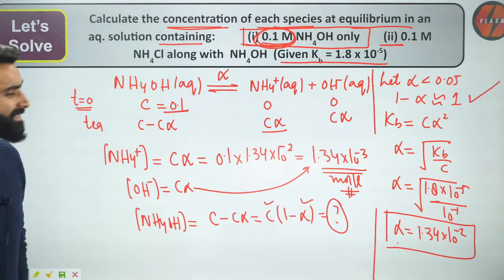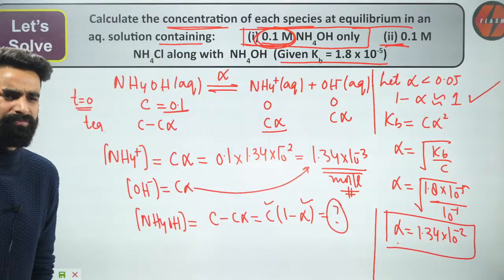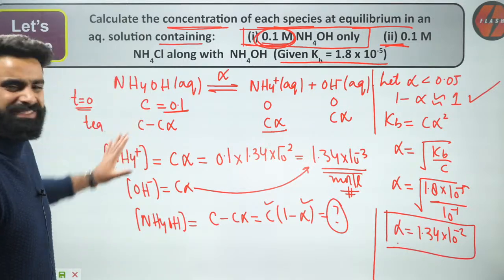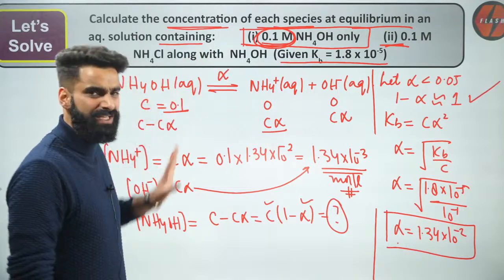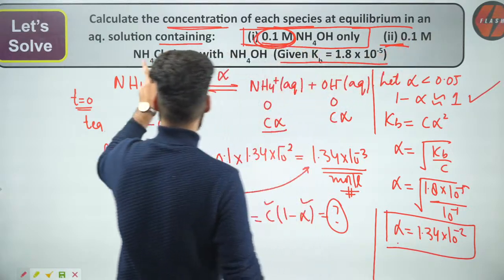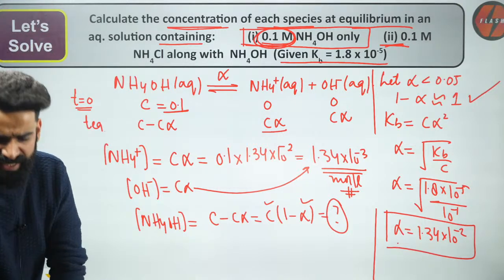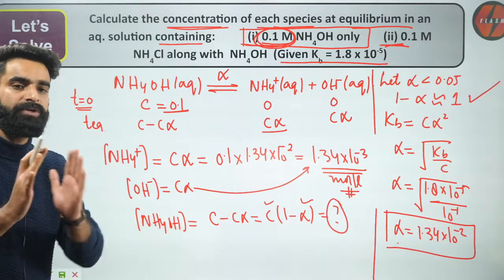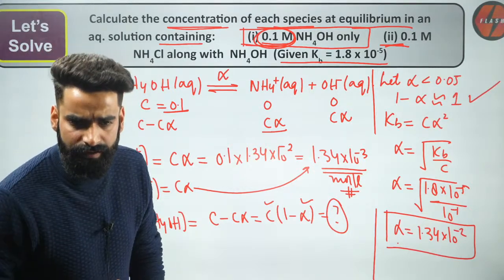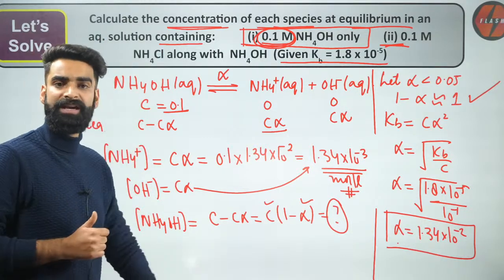Now, there is the second part of the question, where we have to use logic and think a bit. The first part was damn easy, right? I had only NH4OH in the container. But in the second part, we have 0.1 molar NH4Cl along with NH4OH. So how to do the second part? Let me show you. In the second part, we need to operate the common ion effect.